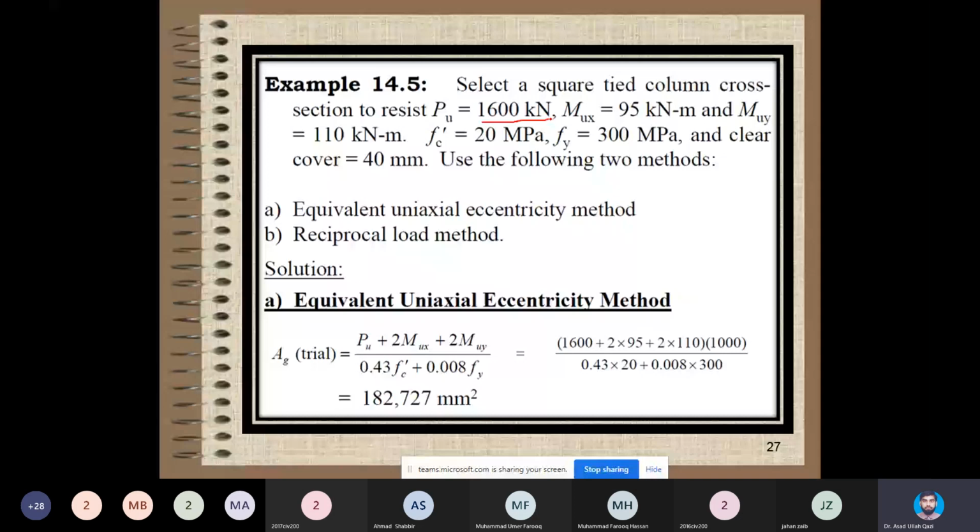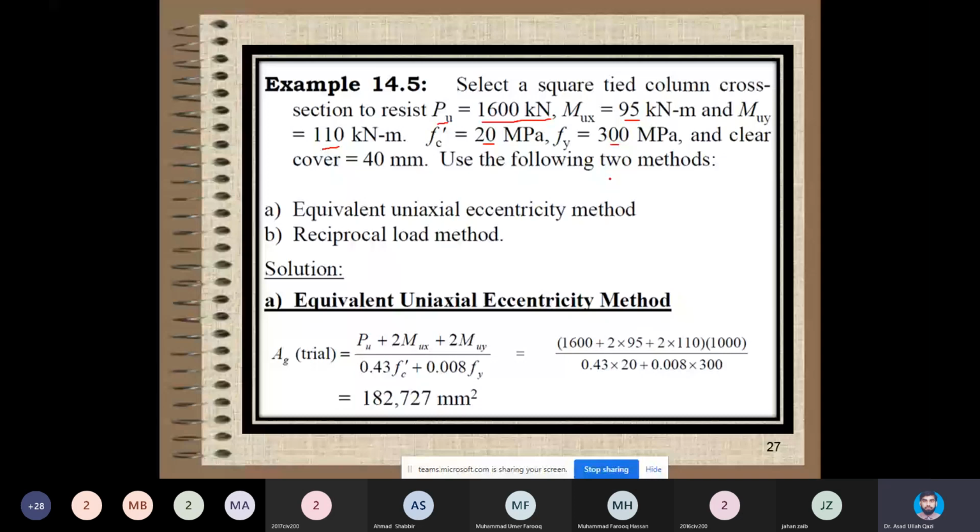Column is under reasonable biaxial demand, and fc prime and fy are also selected. So as I said earlier, if you are the designer, it is your task to fix these material strengths because you need to do all this selection as a consultant, as a designer, and even the analysis will also be your responsibility.